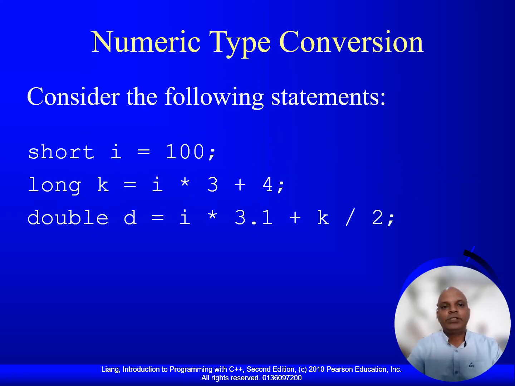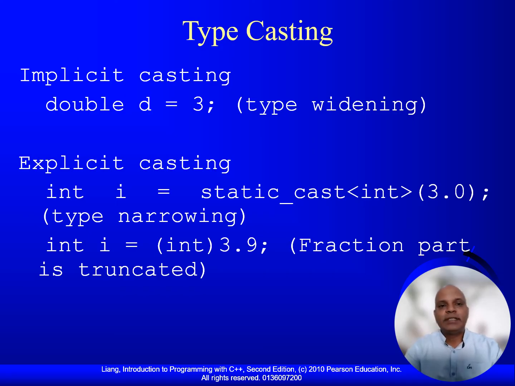Numeric type conversions. Consider the following statement. short i is equal to 100. long k is equal to i times (3 plus 4). double d is equal to i times 3.1 plus k divided by 2. Implicit casting: double d is equal to 3. Explicit casting. We'll talk about this in the lectures, and write a little program to see what this does.